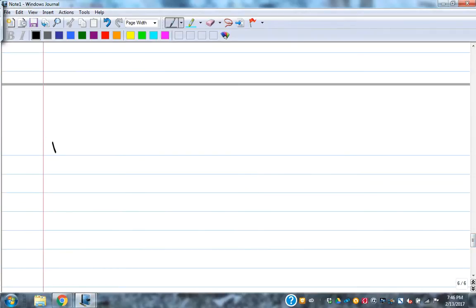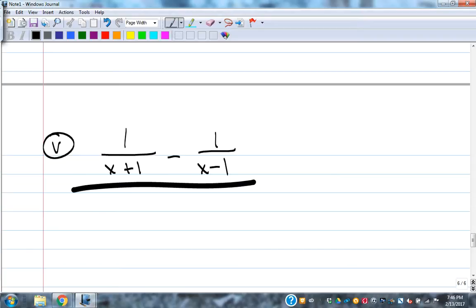Example V. Getting on down in the alphabet tonight. 1 over x plus 1 minus 1 over x minus 1, over 1 over x plus 1 over x plus 1. Again, don't try to do too much at once. I say that a lot in this class. Don't try to do the whole thing at the same time.